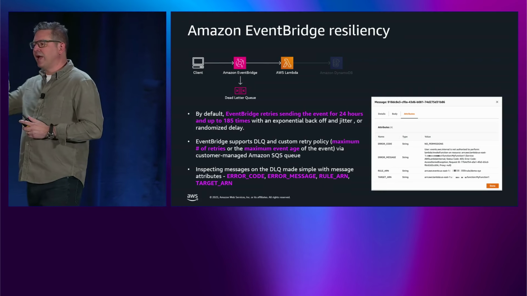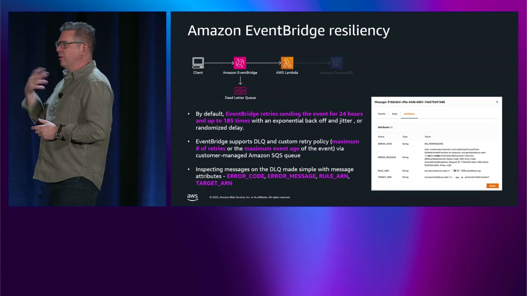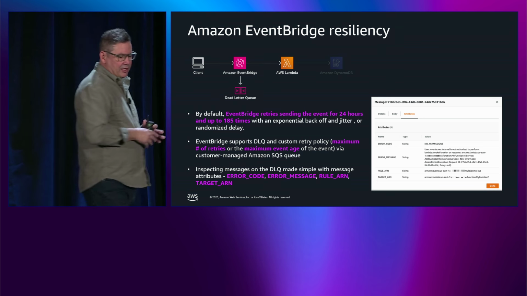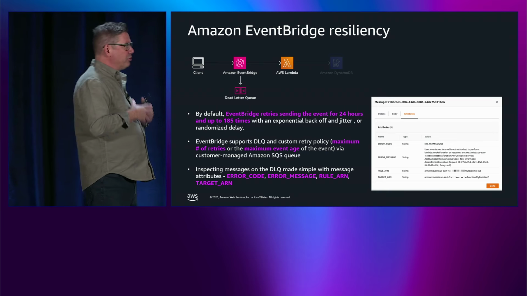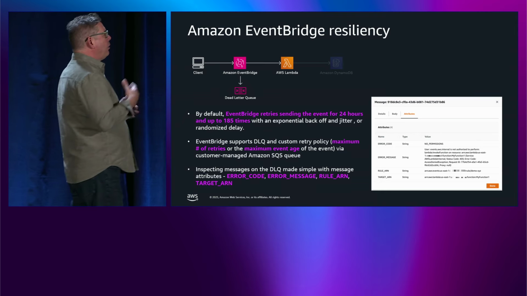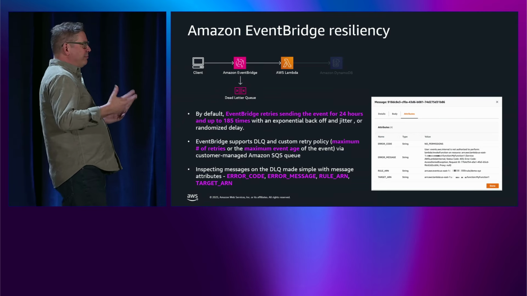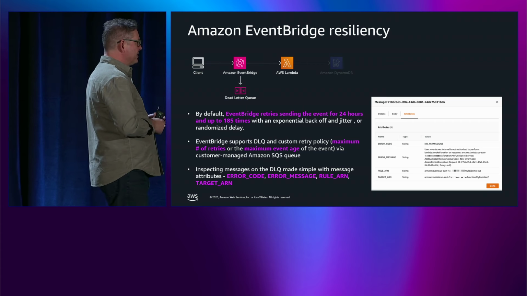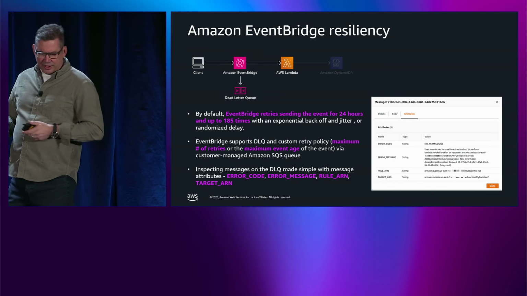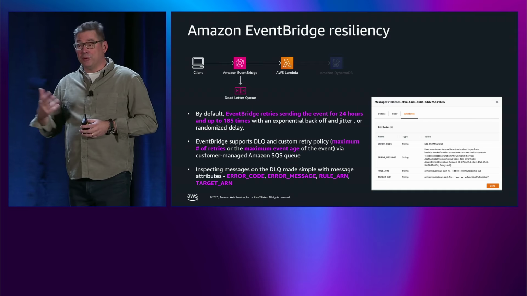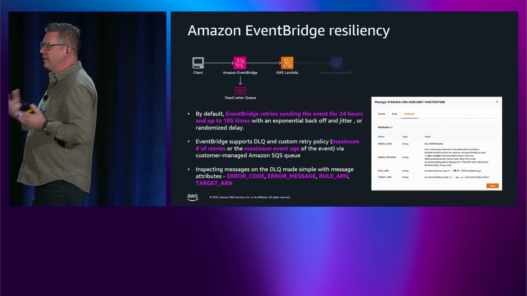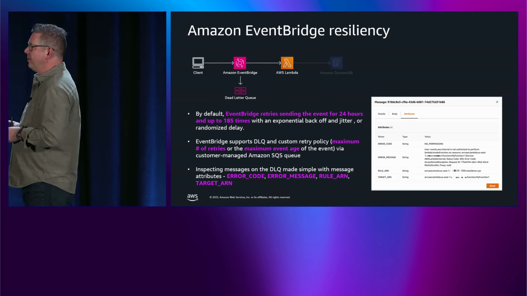But you might want to control this a little bit more fine-grained, so you can configure your targets to set the number of retries that you want to have in your applications, or how old the messages should get before they are sent to an Amazon SQS queue that you configure. So you've got far more control over how these failure scenarios happen.